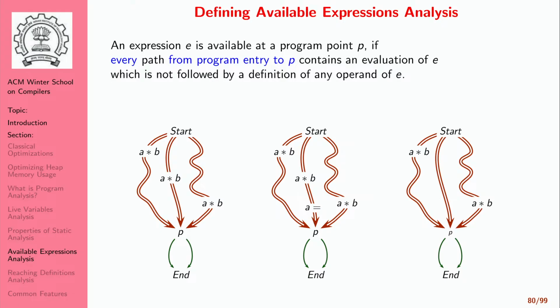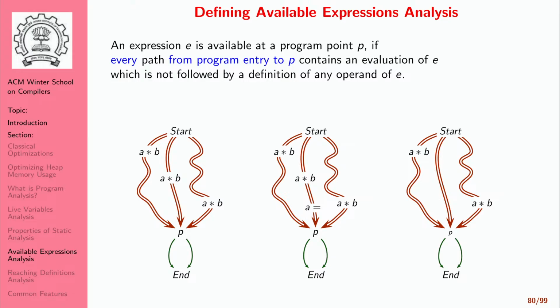So let's take example number one. Is expression A star B available here? Yes or no? Based on these conditions? Yes. So how does it help in common subexpression elimination? If I had an A star B computed here, and if I had expression A star B available along all paths, I could simply store the result in a temporary and use the result of the temporary here. That's how it helps in common subexpression elimination.